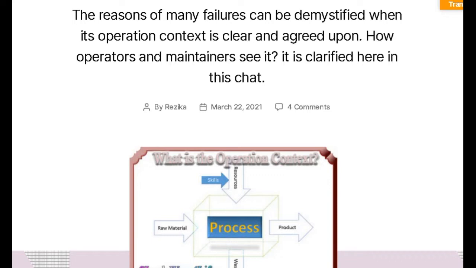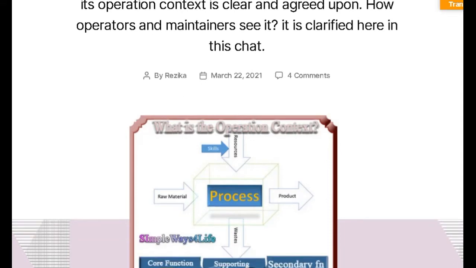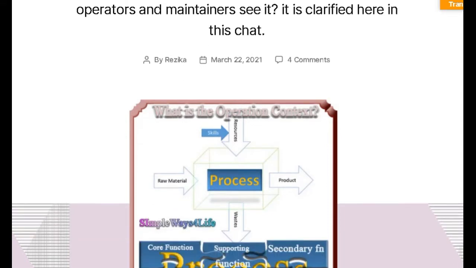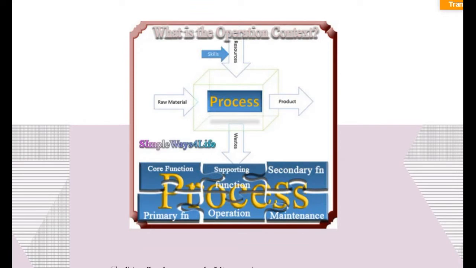Where is this approach coming from? Let's start first by understanding what we mean by process. When we have some operation or operation context, or when we have some process that takes raw material, produces a final product, takes some resources and produces waste, this process actually is built up of many interlinked processes. Maintenance is one of them, operations is one of them. Also, there are some core functions, supporting functions, secondary functions, primary functions, and many processes from different parties within the organization to make this product come true.